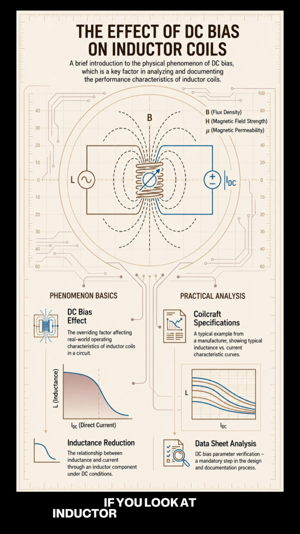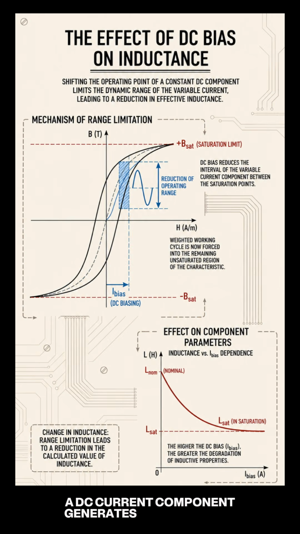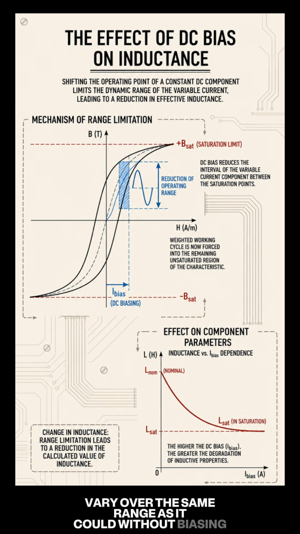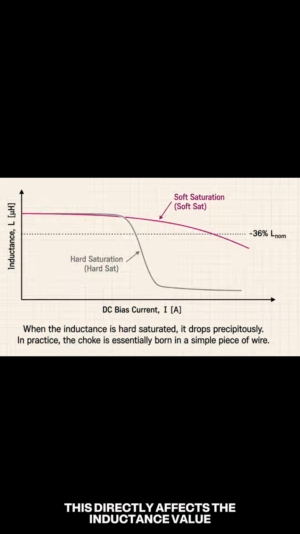If you look at inductor characteristics in datasheets, for example from Coilcraft, the first thing you encounter is the DC bias effect. A DC current component generates magnetic flux in the core and shifts the operating point. As a result, the AC component can no longer vary over the same range as it could without biasing. Previously, the flux swing could extend from saturation to saturation. With DC bias applied, that usable range becomes narrower. This directly affects the inductance value.